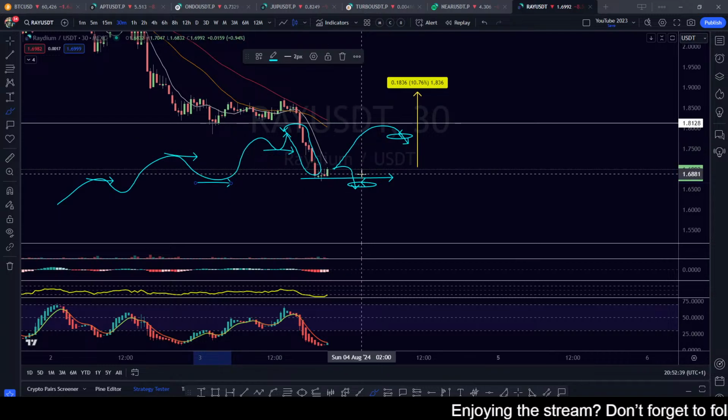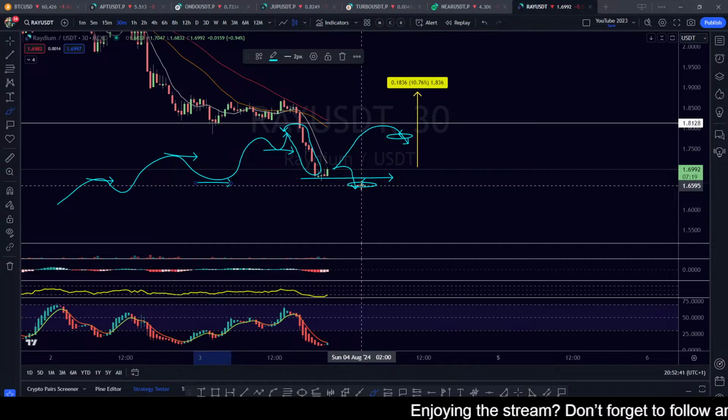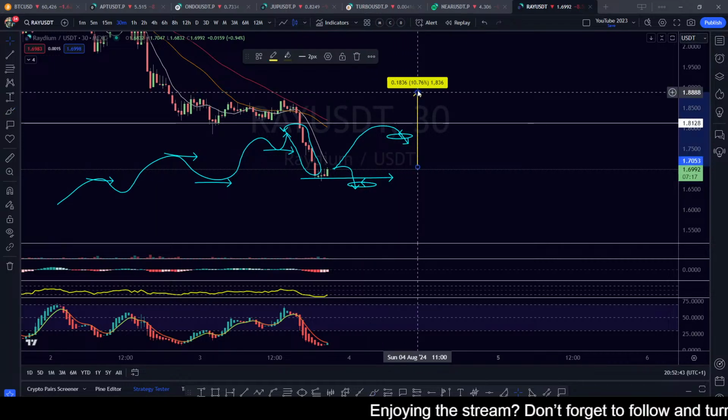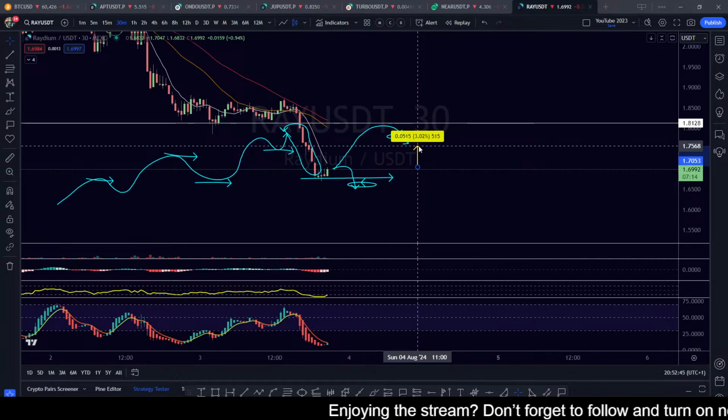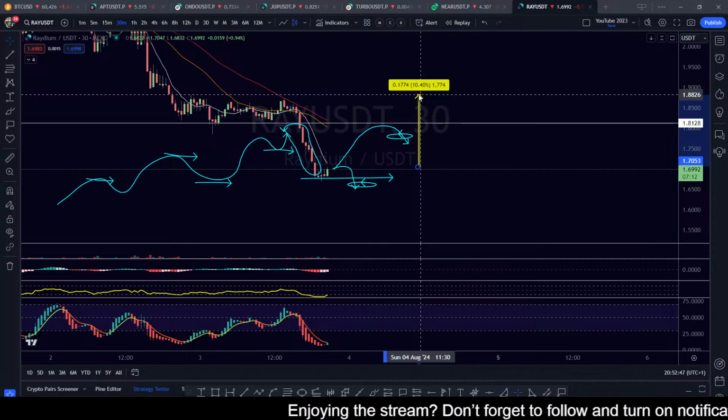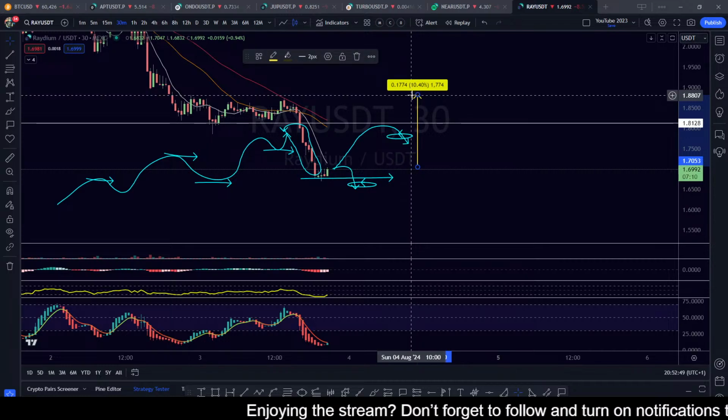If it does and comes down, well, then now I can enter here. And then instead of my target way up here, I can have it down here. But knowing that I have a very high possibility of it coming down, just to give you a heads up. So that's my thought process.